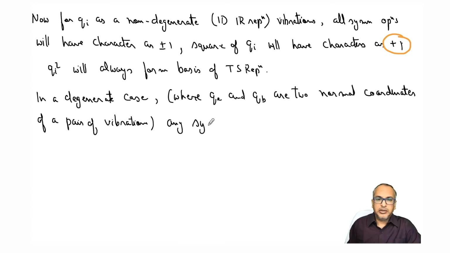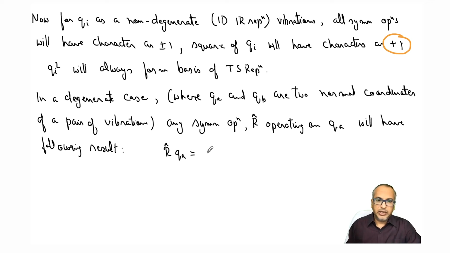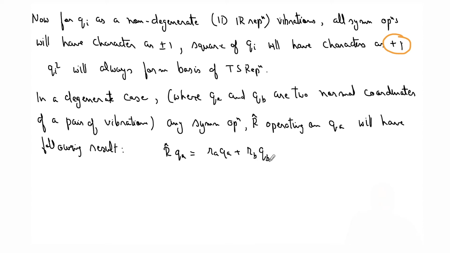Now any symmetry operation, let's say R, operating on QA will have the following result. So if you operate R onto QA, what you will get is a linear combination of QA and QB. Why linear combination? Because both of them are forming the basis of that particular IR representation, right? It's a degenerate representation. So for example, if you apply C3 on X, and if X and Y together are forming basis, you will get some combination of X and Y, right? RA and RB will be those coefficients, right?